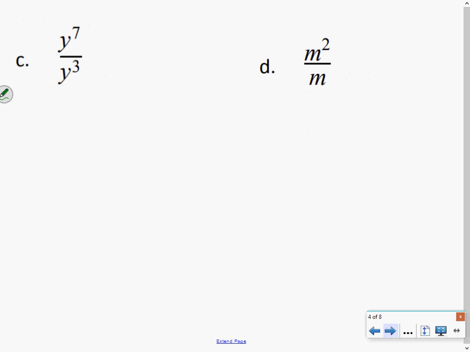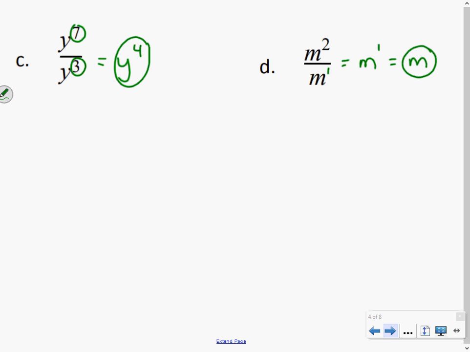Okay, let's look at division. We have y to the 7th divided by y to the 3rd. We're going to keep that same base of y, and then when we subtract these exponents, it's always going to be the top minus the bottom exponent. So 7 minus 3 is going to give us y to the 4th. For d, remember that this m in the denominator really has an exponent of 1. So when we divide, we keep that same base. 2 minus 1 is 1, so we get m to the 1st power, which we can really just write as m.